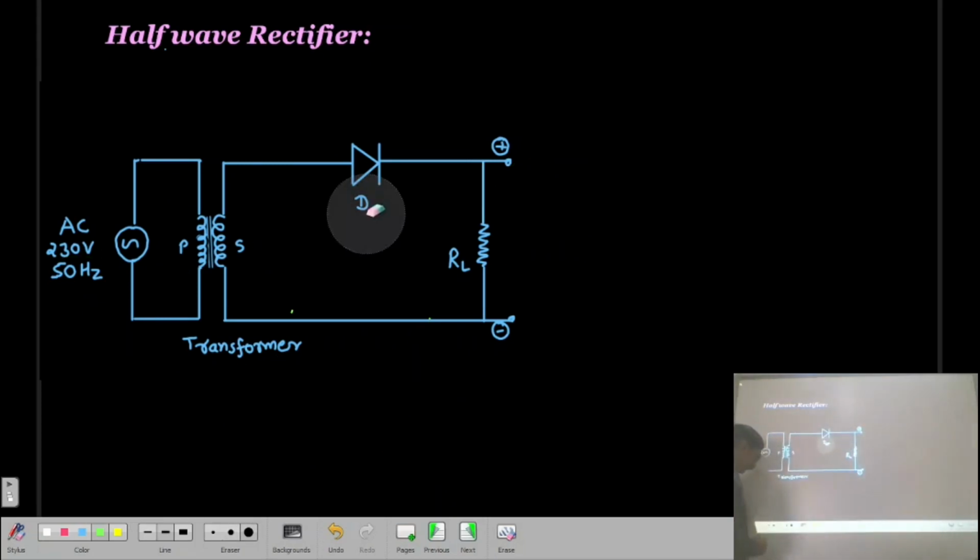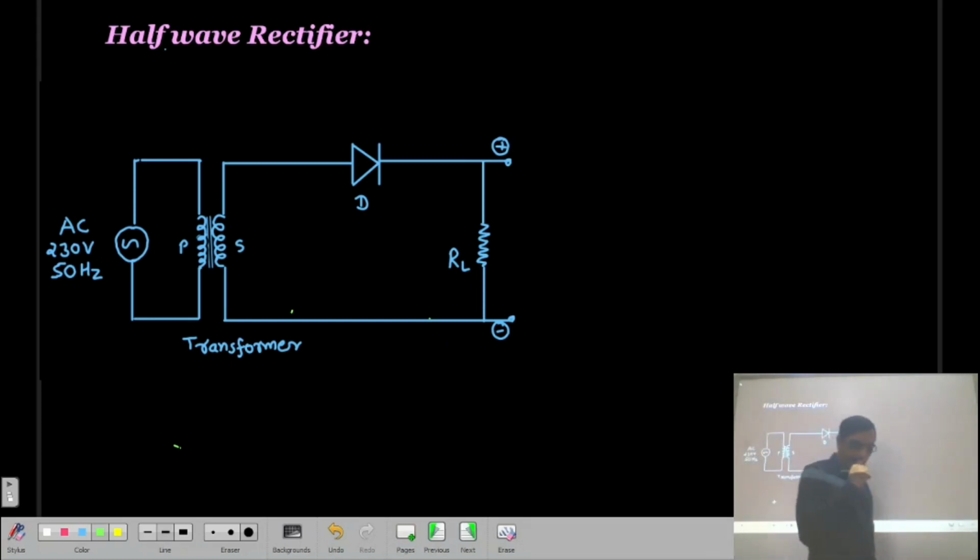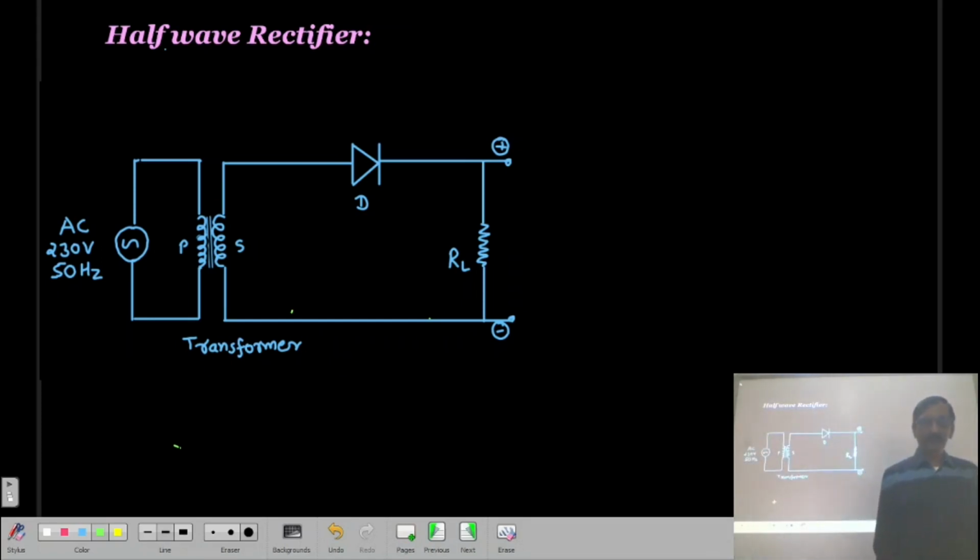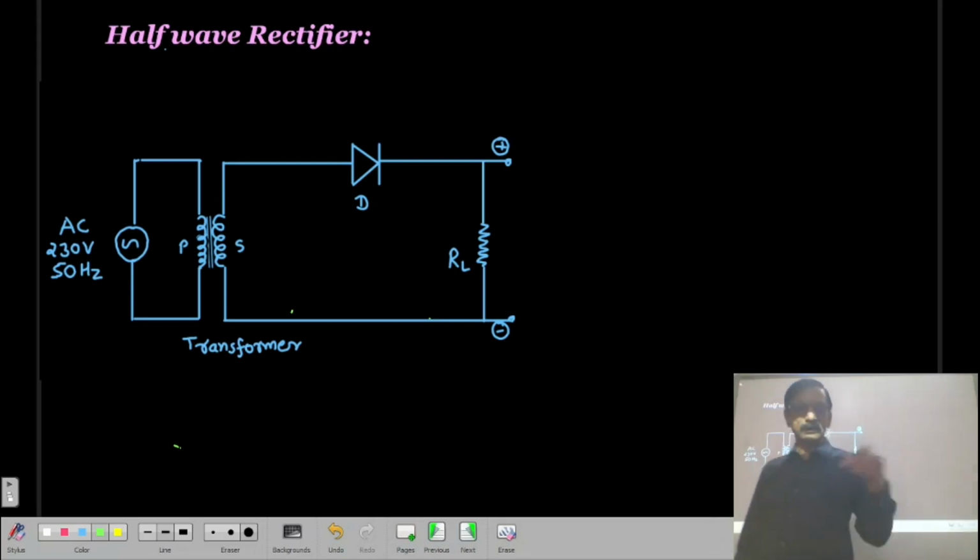Then we have a diode, and a diode is actually a rectification element. We know the property of the diode: when it is in forward bias, the current will flow. If it is in reverse bias, the current will not flow. So here the diode is used for rectification. Then the RL is known as a load.